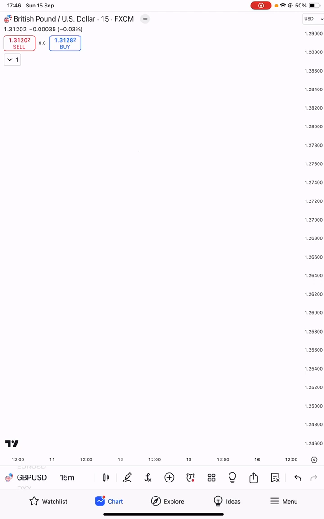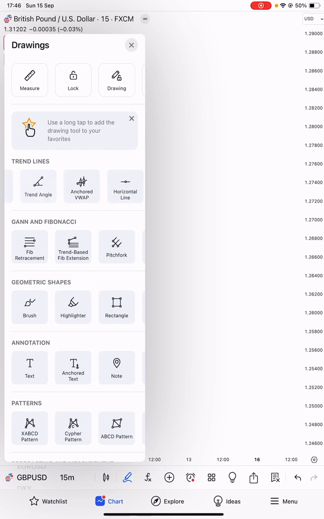I don't suggest indices, because obviously they are more active towards the New York session, but on Forex it works perfectly. So, the 1 AM model, what does it mean?